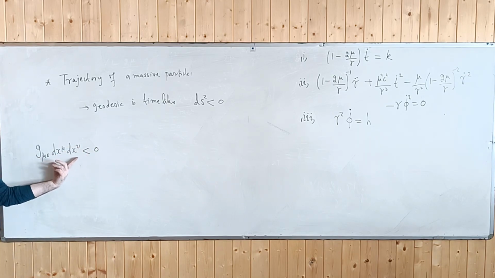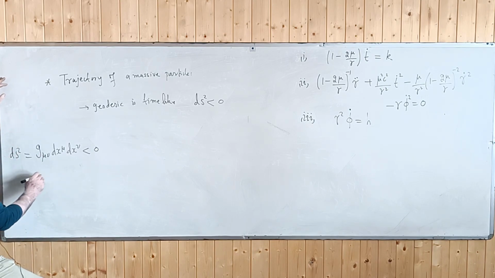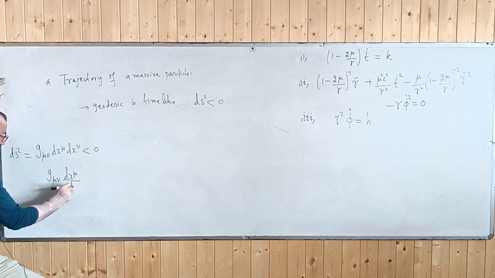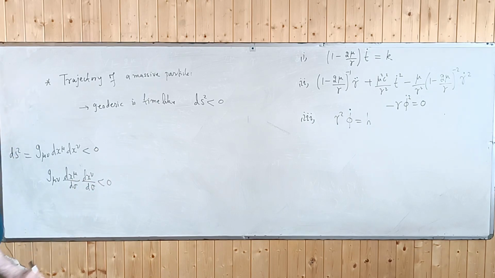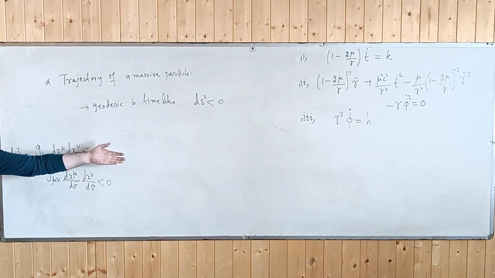So what does this mean? This object is what? ds square is g mu nu like this. Okay, so can I write it like this: g mu nu dx mu by d sigma dx nu by d sigma less than 0. It is simply the differentiation with respect to sigma. In other words, you divide it by sigma, it is less than 0 still.